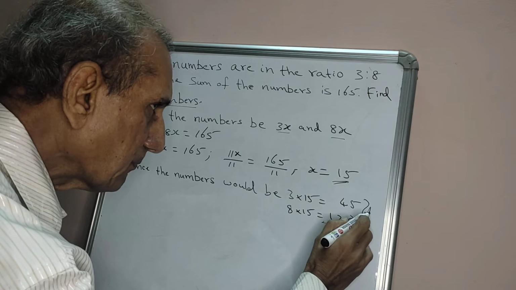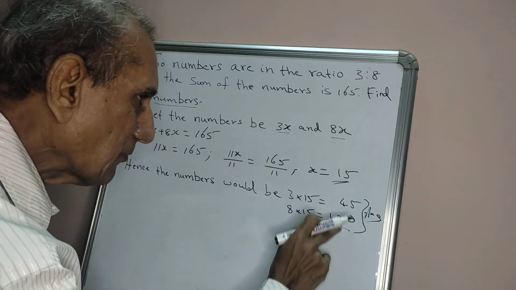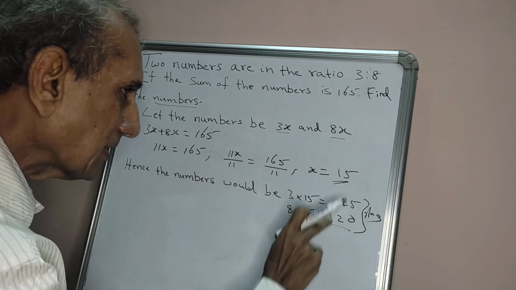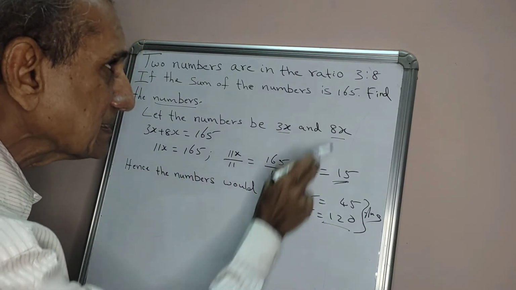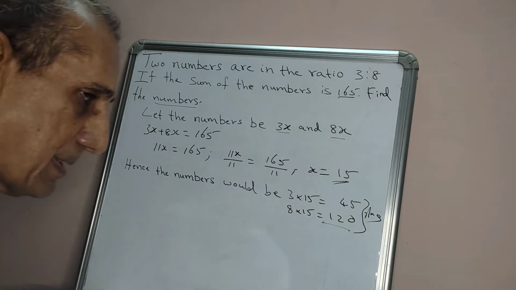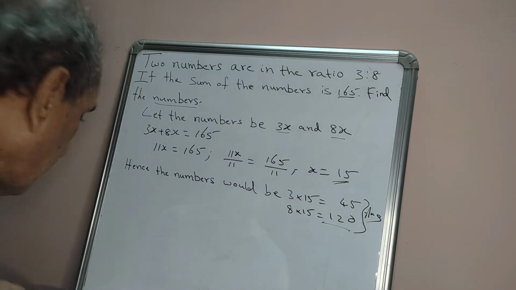My answer would be 45 and 120 are the two numbers. If you add them, you get again 165, which he has already given to you. It tallies. So this is how you need to solve. We will do the next sum.